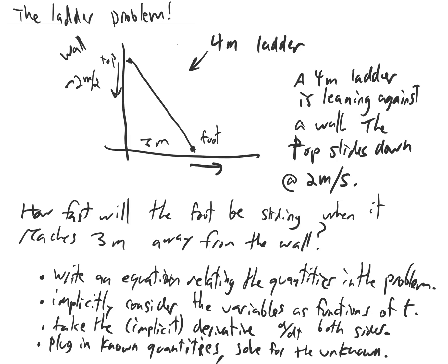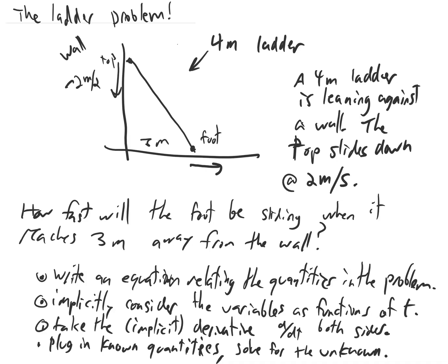Here's our procedure for solving related rates problems like this. First, write down an equation relating the quantities in the problem. This is the hard part because depending on the problem, the equation could be anything. After we have an equation, then we should implicitly consider the variables as functions of t. So even though the height isn't explicitly listed as a function of t, we know that it's changing with respect to t as it's sliding down. So we'll consider that as a function of time t.